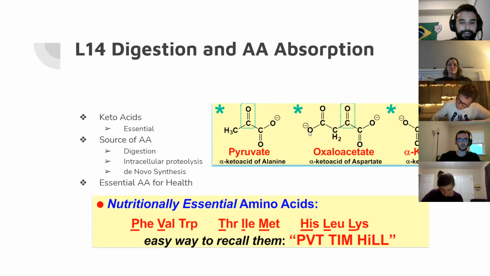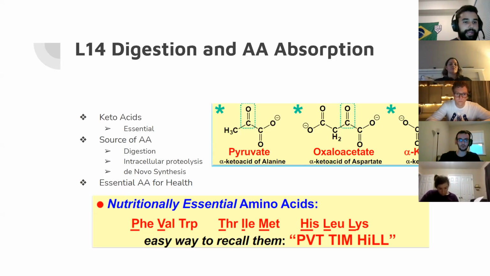Again, green asterisk means you have to have the structure memorized. These three keto acids are going to be really, really important for the rest of biochemistry as well. There are three different sources for amino acids. We have digestion, so eating protein. Intracellular proteolysis, when we break apart our own proteins to get the amino acids. And de novo synthesis, when we can actually build our own amino acids. We don't need something coming from the outside like food.